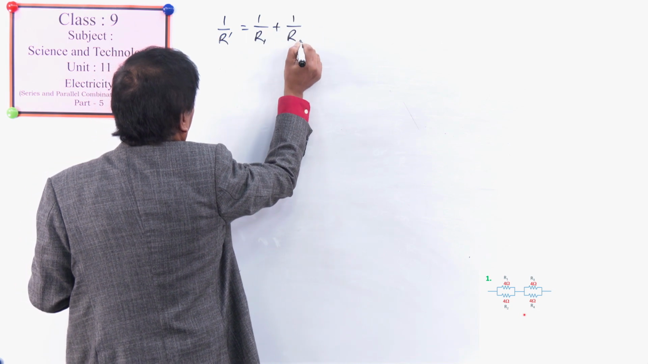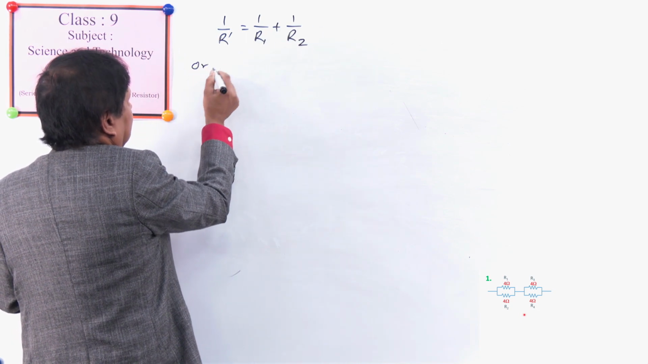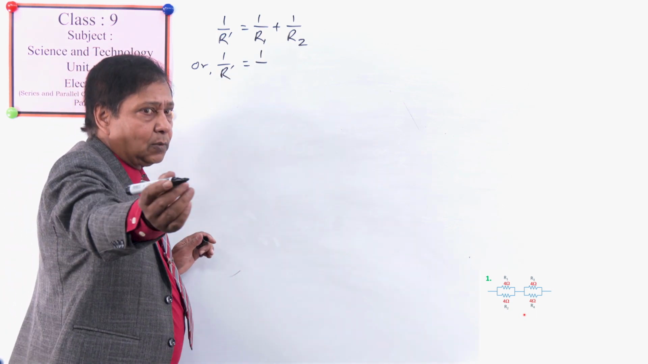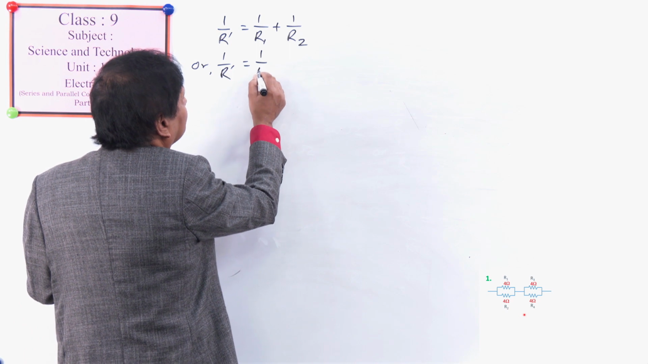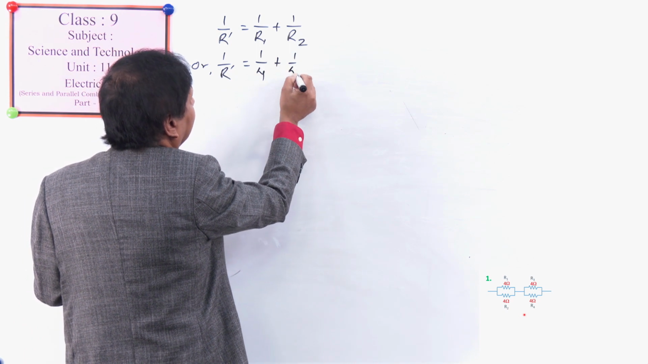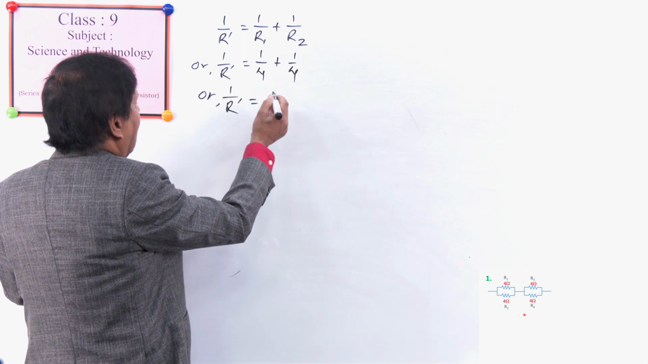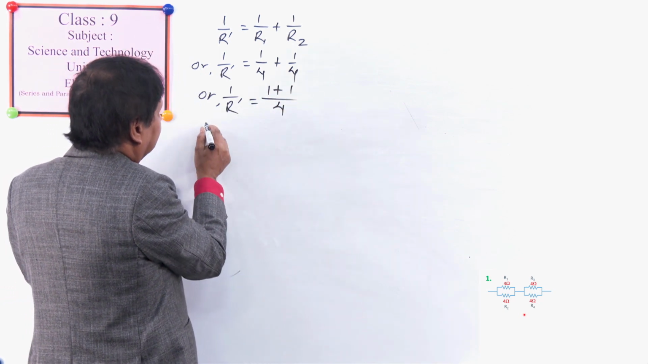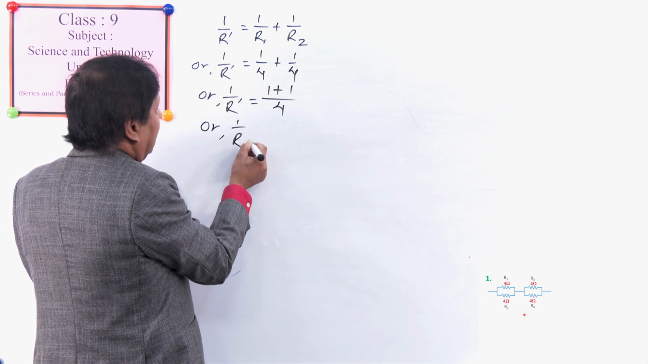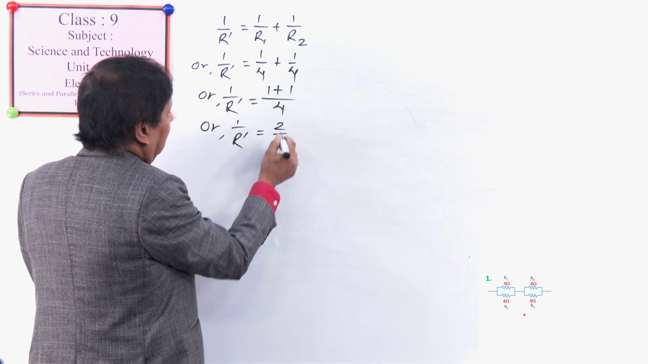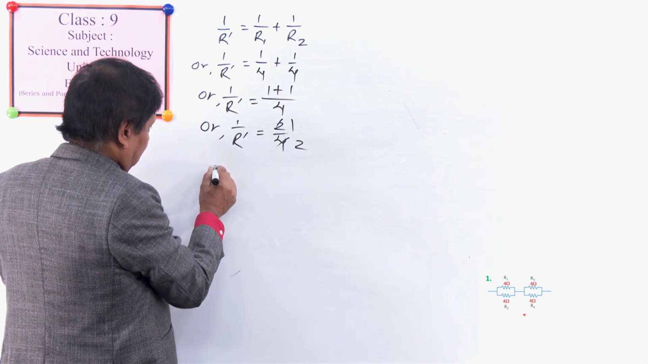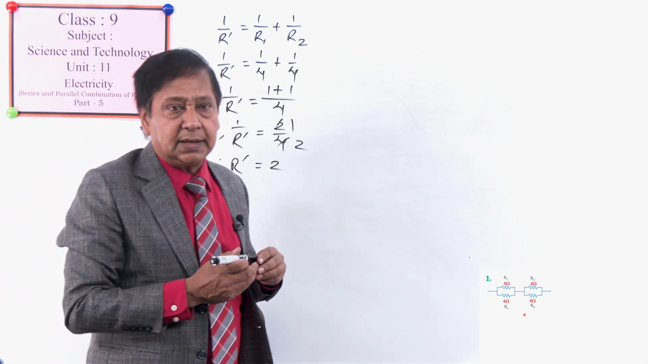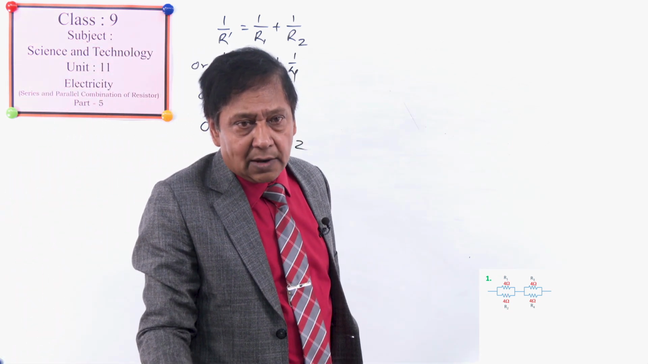by R2. And 1 by R dash is equal to 1 by R1 plus 1 by R2, both are 4 ohm, so 1 by 4 plus 1 by 4, or 1 by R dash is equal to, taking 4 as LCM, 1 plus 1, or 1 by R dash is equal to 2 by 4, therefore R dash is equal to 2.